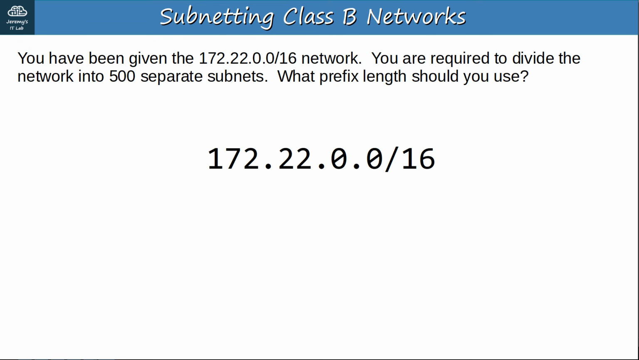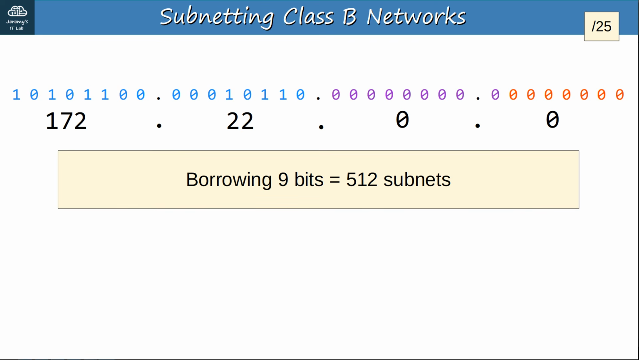Okay, let's go to the next slide. So, the correct answer is /25. We need to divide this Class B network into 500 subnets. So that means we have to borrow 9 bits, because 2 to the power of 9 equals 512. Notice that you can borrow bits even from the last octet, so you can use /25, /26, /27, etc., even with a Class B network.